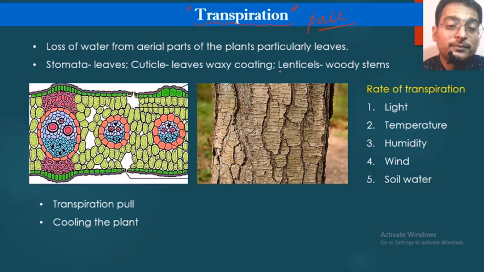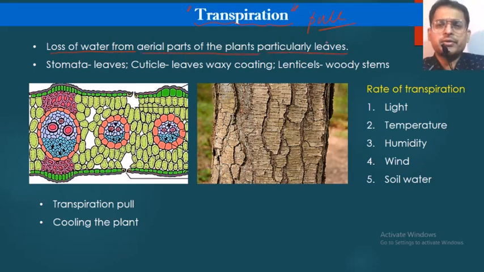Transpiration pull. So what is happening? There is a loss of water from the aerial parts of the plant, particularly the leaves. When the leaves are continuously losing water in the form of water vapor, negative pressure will be generated. Because of the negative pressure, what will happen? It will pull the water upwards.